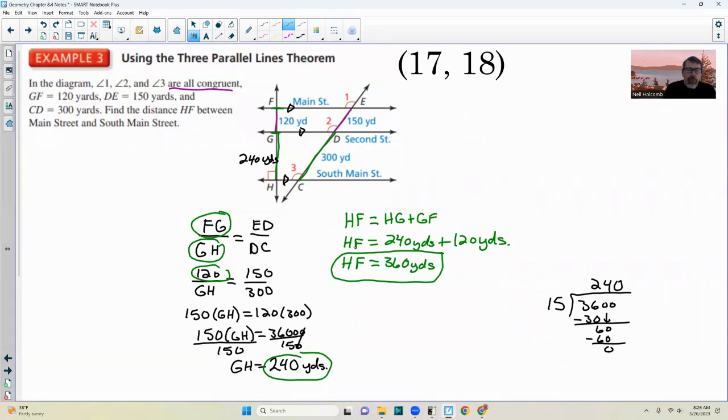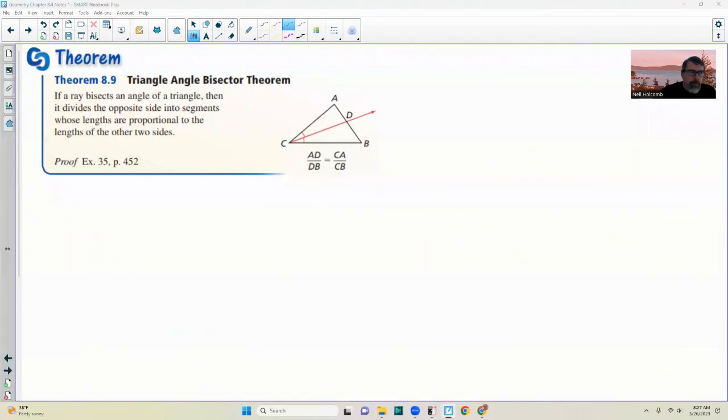Okay, so now you should be able to do problem numbers 17 and 18 in the exercises. Okay, so here's theorem 8.9, triangle angle bisector theorem. So it says if a ray bisects an angle of a triangle, then it divides the opposite sides into segments whose lengths are proportional to the lengths of the other two sides.